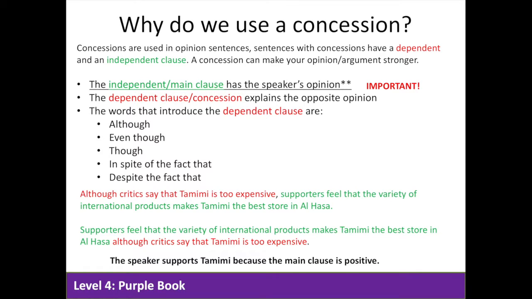We use concessions in opinion sentences, and sentences with concessions have a dependent and an independent clause. By presenting similarities and differences in contrasting points, we use concessions to make your opinion or argument stronger. You'll need to remember that the independent or main clause has the speaker's opinion. This is really important. And the dependent clause or the concession explains the opposite opinion.